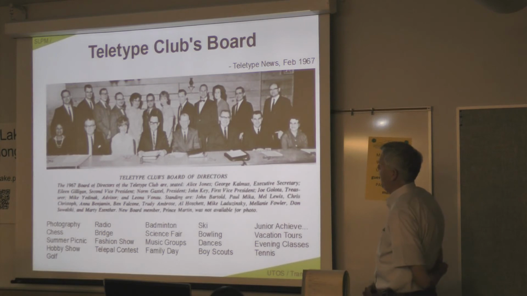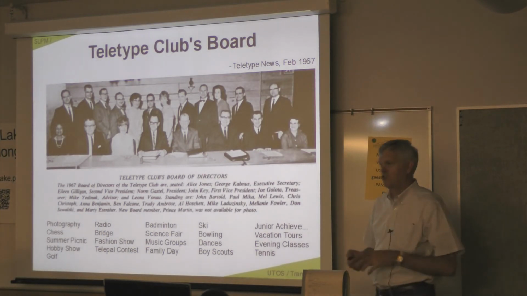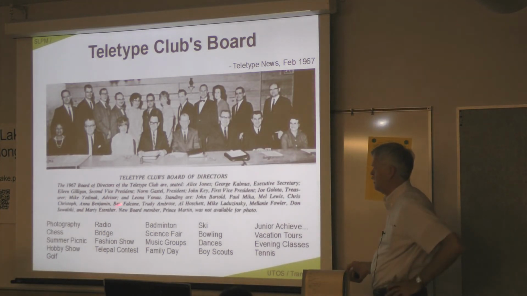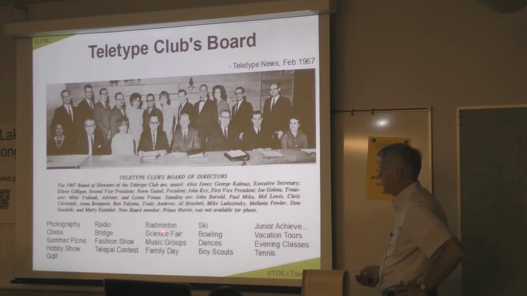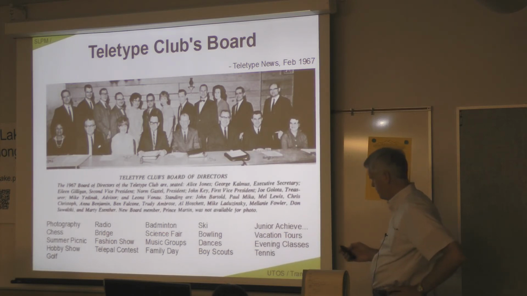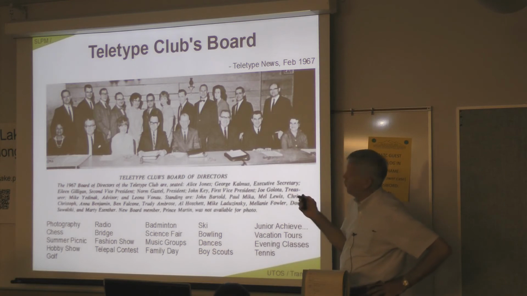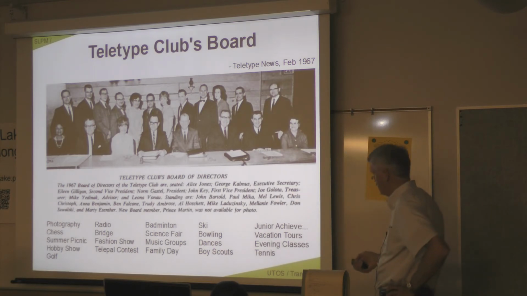And another thing Teletype had was a board of just all their clubs. They had so many different clubs. Look at this. Photography, radio, badminton, ski, junior achievement, vacation tours, evening classes, bowling, science fair, hobby show. I mean, the list went on. So this was just the board to organize all their clubs.